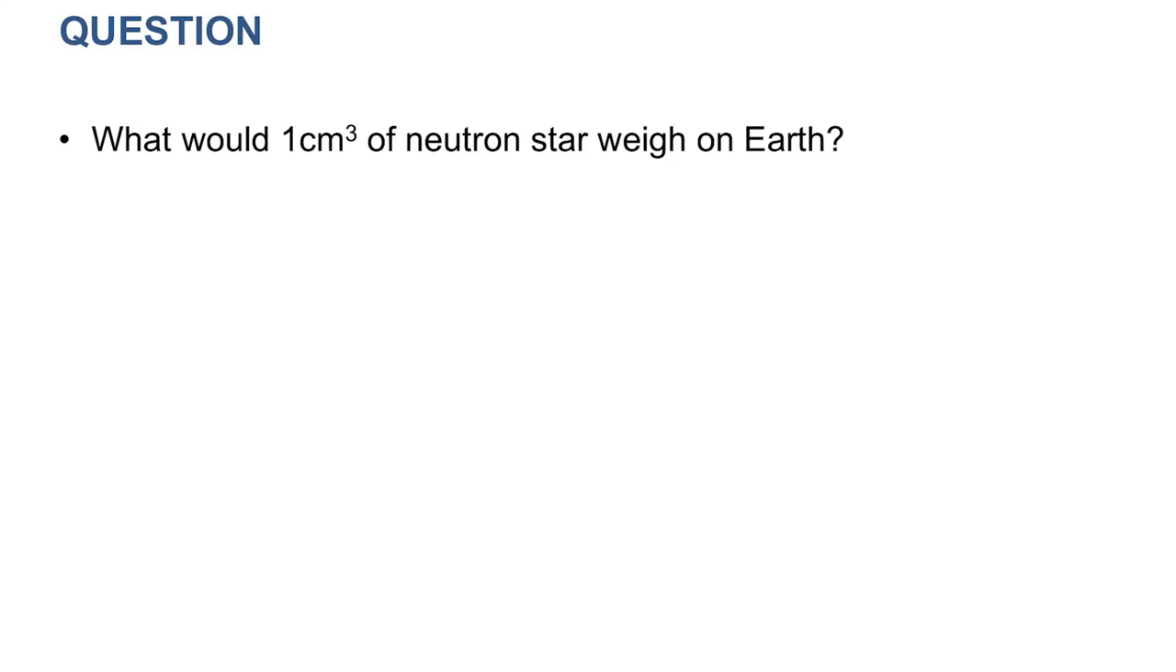Again, you couldn't actually land on this neutron star and pick it up. You'd be squished flat just getting anywhere near a neutron star anyway. Anyway, if you could though, what would its mass be? How much would it weigh? Okay, well, we can do this the same as before. Mass equals density times volume. We know that the density is 10 to the 17 kilograms per cubic meter, and we know that the volume is 1 cubic centimeter.